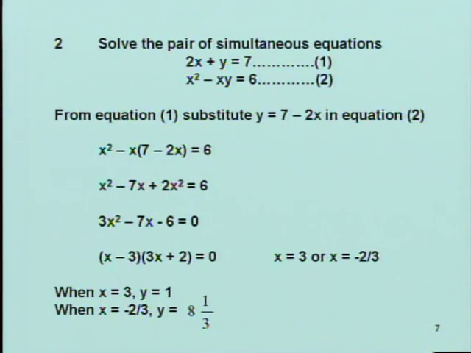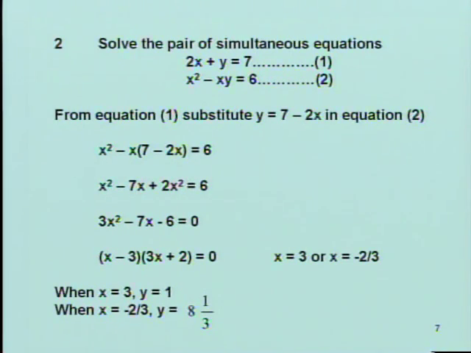This is your second problem. Solve the pair of simultaneous equations. 2x plus y is equal to 7, your first equation. x squared minus xy equals 6, your second equation. From equation 1, substitute y is equal to 7 minus 2x in equation 2. This will give us x squared minus x into 7 minus 2x equals 6.